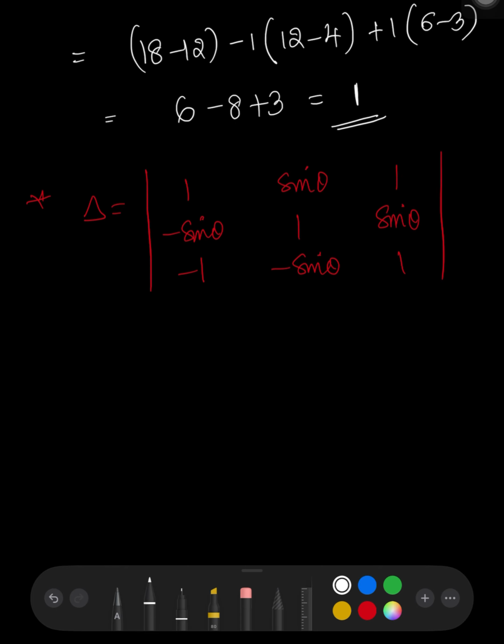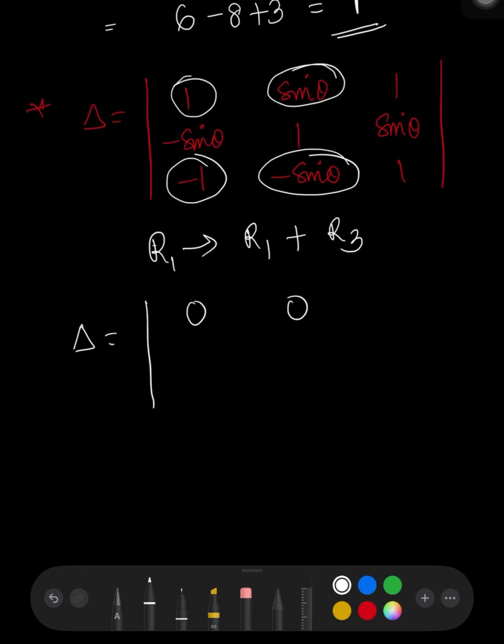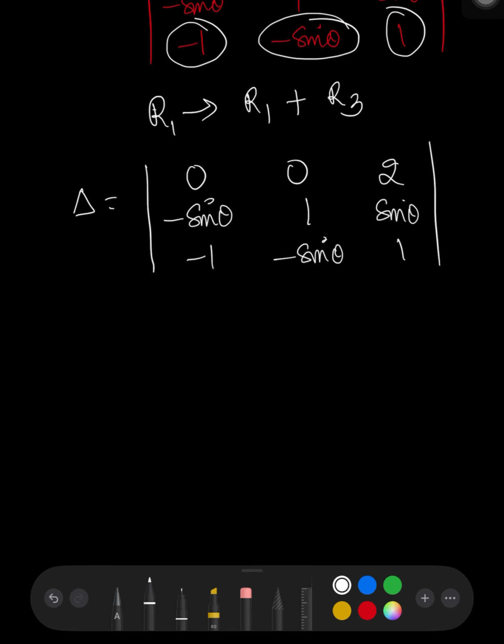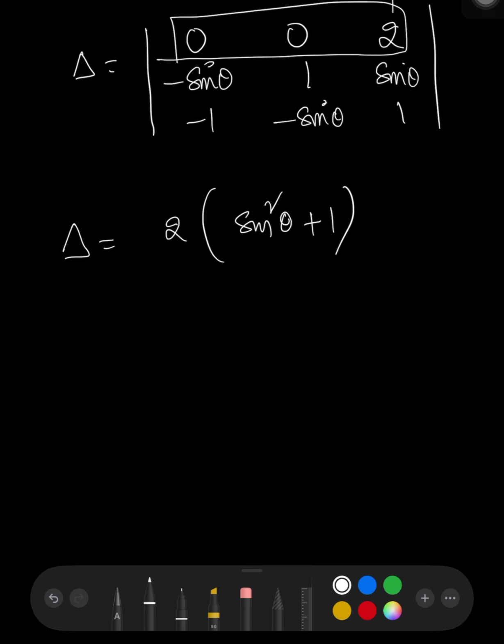If you observe this carefully, instead of solving directly, I can do a row operation first, that is row 1 gives row 1 plus row 3. Then in delta, this one will become 0, this one will become 0 because of sin theta minus sin theta, and here 1 plus 1 will become 2, and the rest of the elements remain as it is. Now I can expand along the first row, and this will be 2 into sin square theta plus 1.